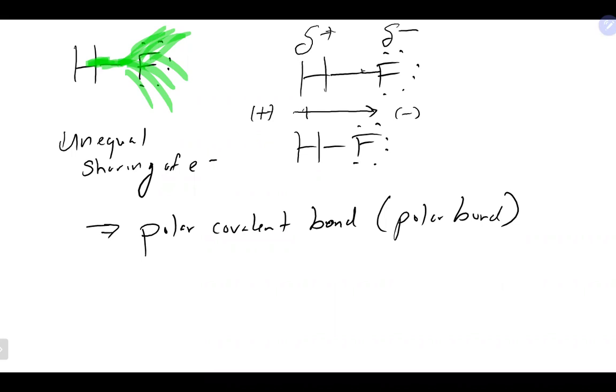Exactly. So there's still some aspect of sharing that's happening here, right? Even though the hydrogen is almost losing the electrons, it's still hanging on. So there's still a little bit of sharing happening in this case. That's why we get only a partially negative charge and a partially positive charge. And that's different from what we see in an ionic compound.